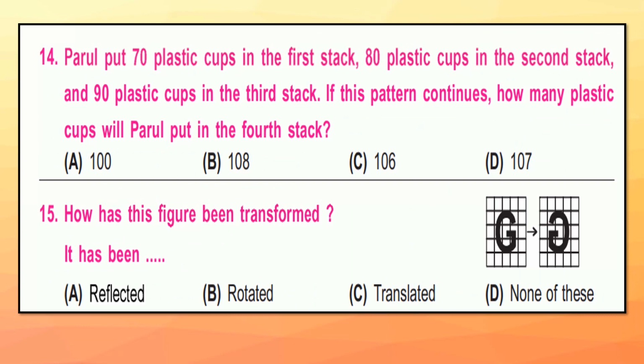Question number 14. Parul put 70 plastic cups in the first stack, 80 plastic cups in the second stack, and 90 plastic cups in the third stack. If this pattern continues, how many plastic cups will Parul put in the fourth stack? First stack, Parul puts 70 plastic cups. Second stack, there are 80 plastic cups, and in the third stack, there are 90 plastic cups. So if this pattern continues, then in the fourth stack, after 70, 80, 90, comes 100 when counting in tens. So the correct answer here would be option A, 100.